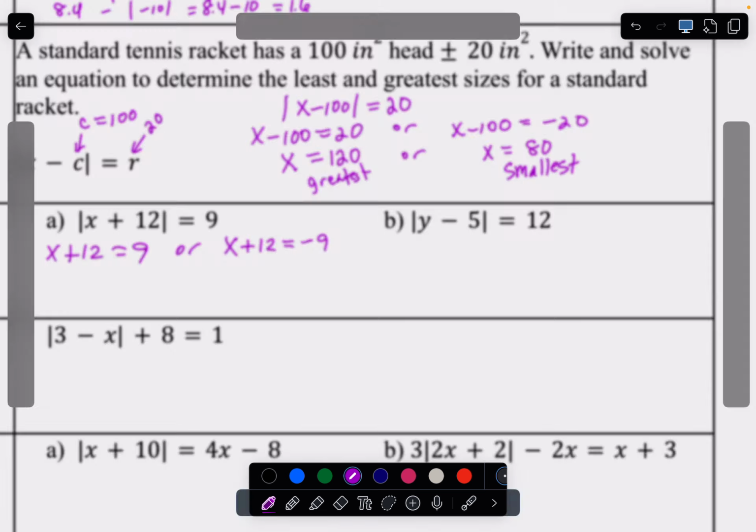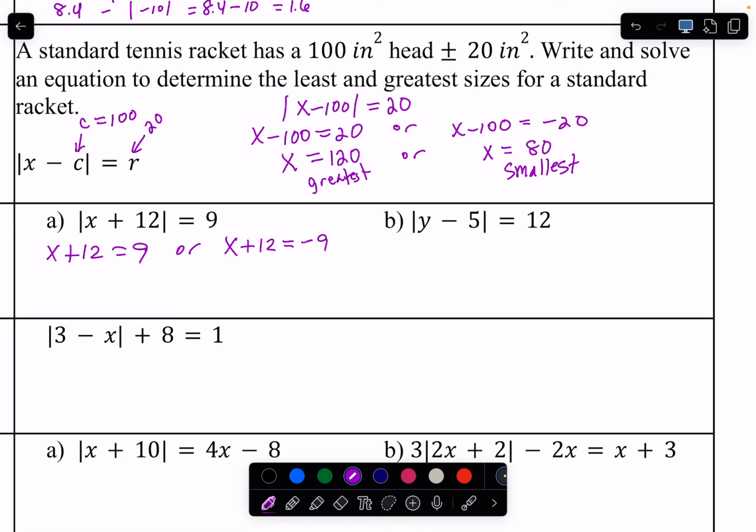Now, for the positive direction, the plus 12, we're going to subtract 12 from both sides. So x is -3. Here, when we subtract 12 from both sides, again, that's our lowest case scenario. Negative 9, and negative 12 is negative 21.